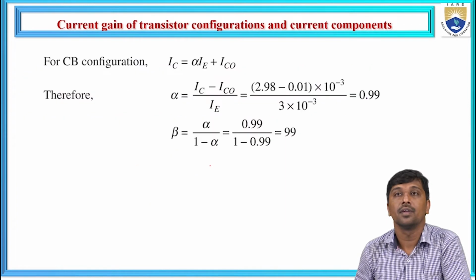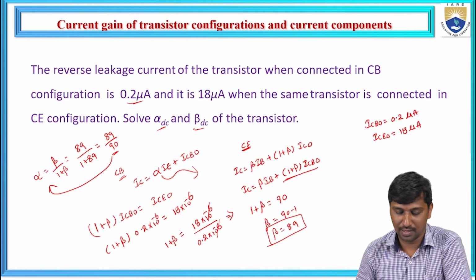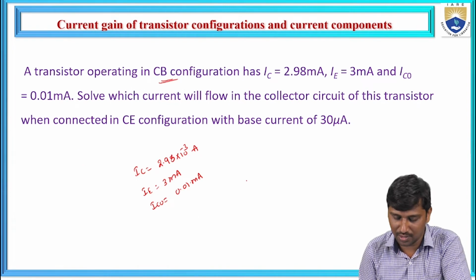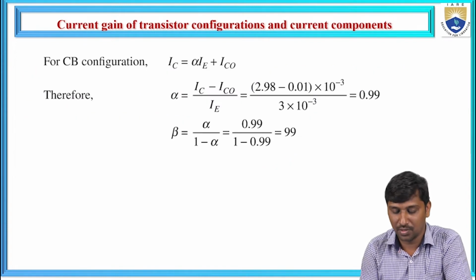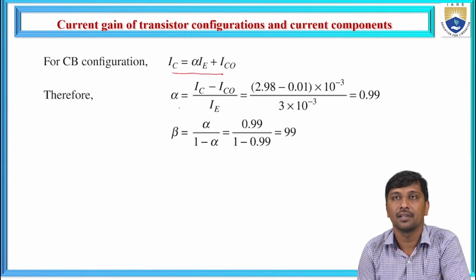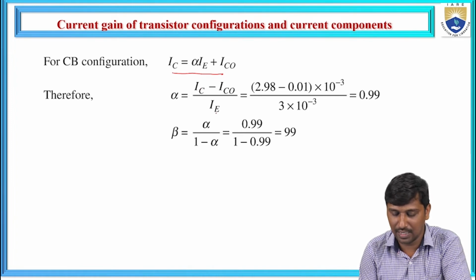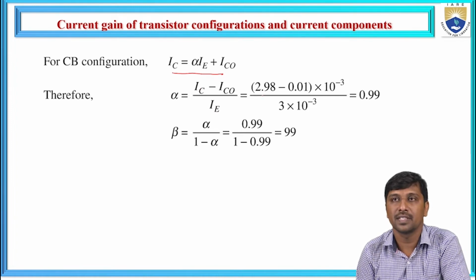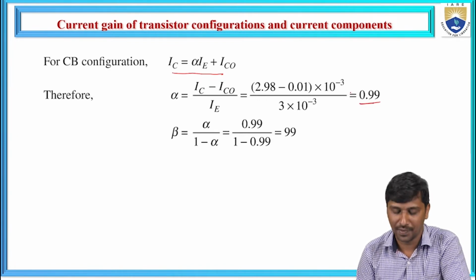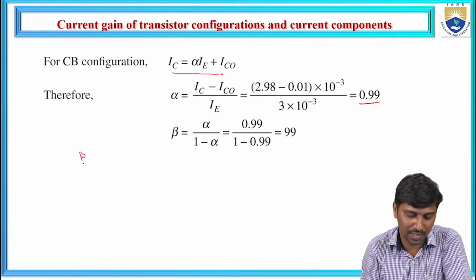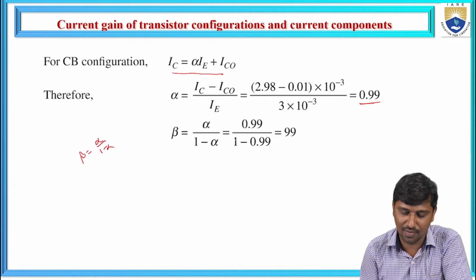Now we need to find out. From the common base configuration, we know that IC is equal to alpha times IE plus ICBO, the reverse saturation current. So from this relation I'm going to calculate alpha, that is IC minus ICO divided by IE. Then you can substitute the given specifications, and you can observe this alpha value is 0.9. And by using this alpha value, we can observe the beta value. We know that beta in terms of alpha is alpha by 1 minus alpha.